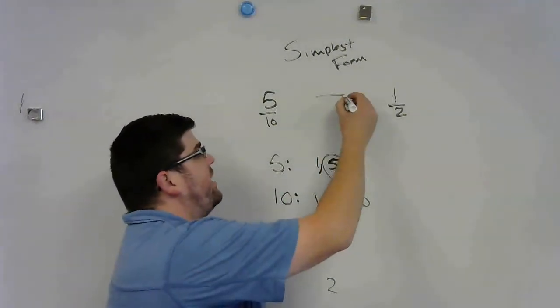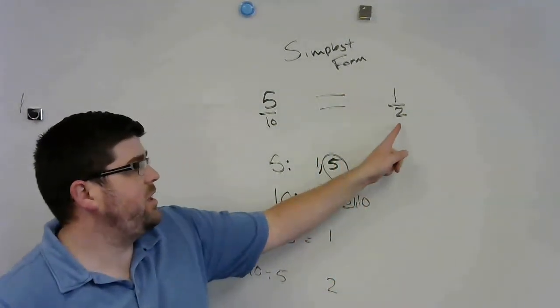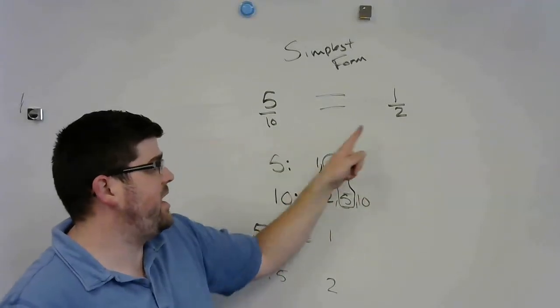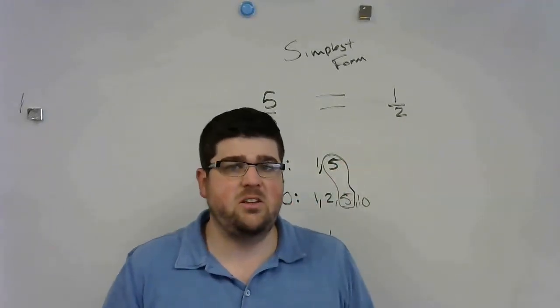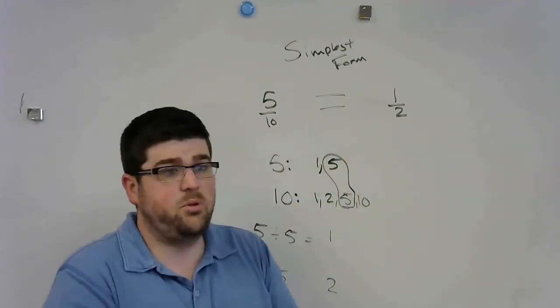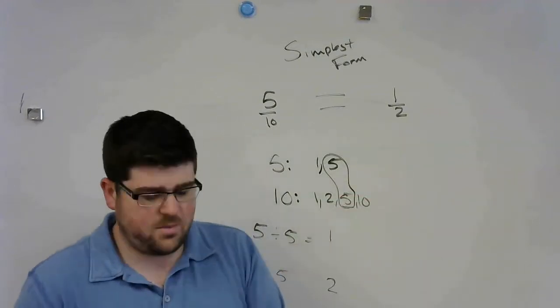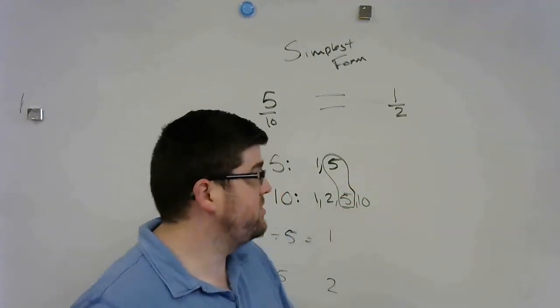Those are equivalent fractions. And notice this one only uses 2 pieces, where this one uses 10. So it's simpler because it uses less pieces. And then it's simplest because it's using the absolute least amount. Let's try 2 more examples with simplest form.